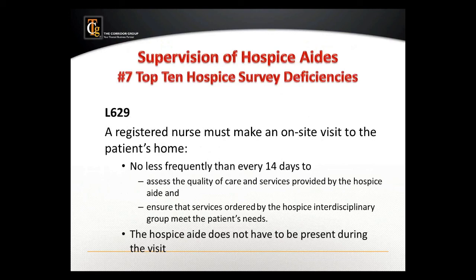But when you do an assessment, or excuse me, a supervisory visit, you are to assess the quality of care and services being provided by the aide and ensure that those services that are ordered by the IDG meet the patient's needs. So instead of just having a checkbox that says supervisory visit, there should be documentation that the RN has actually assessed these things and ensured these things, whether that be a form that you use that has this identified on it, or you actually have your clinicians write it in their documentation. Either one is fine, but part of the problem with the supervision is that we aren't supervising the right things.